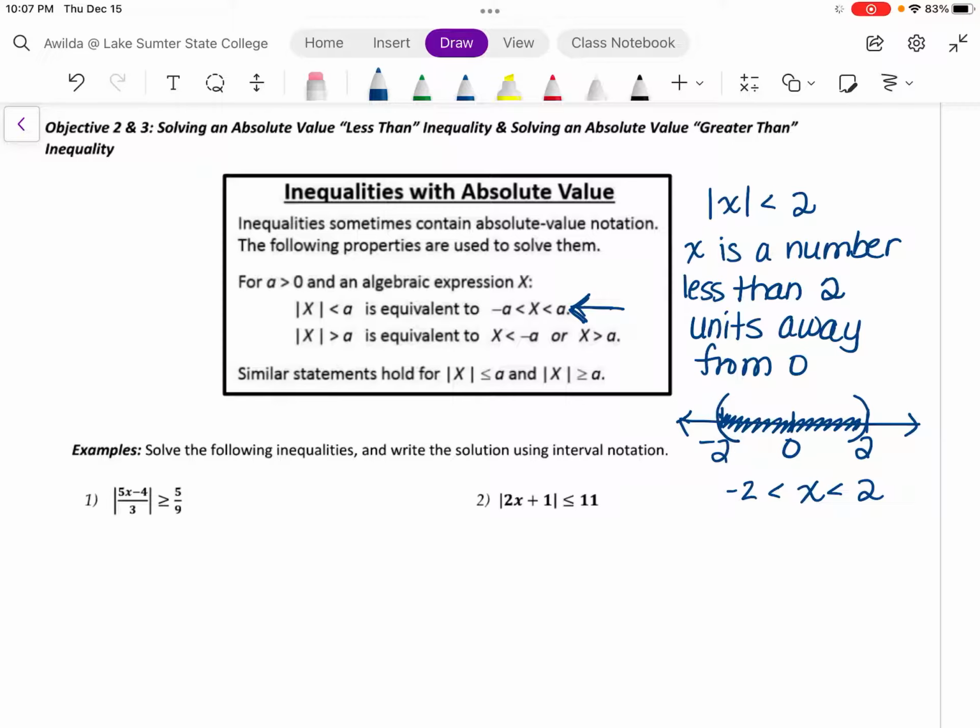In the second statement, we have that if the absolute value of an algebraic expression, capital X, is strictly greater than a, this is equivalent to saying that x must be less than -a or x must be strictly greater than a. Let's do an example to illustrate this as well. I'm going to do this in green to differentiate. So let's say, for instance, that the absolute value of some quantity x must be greater than 4. That means that x is a number that is more than 4 units from 0.